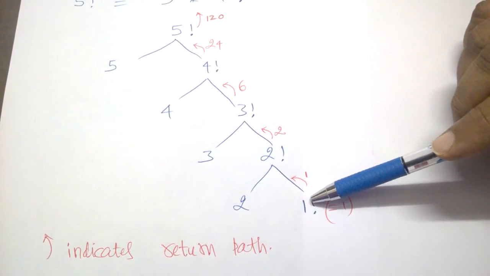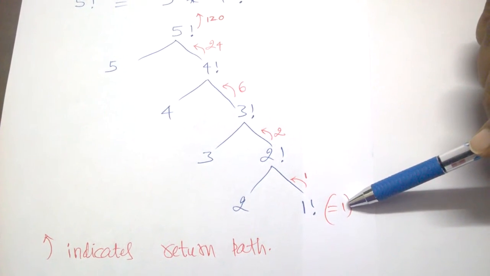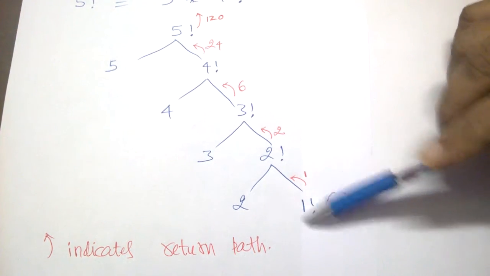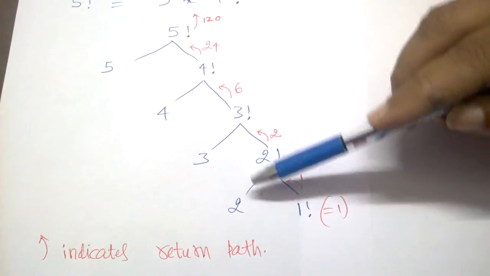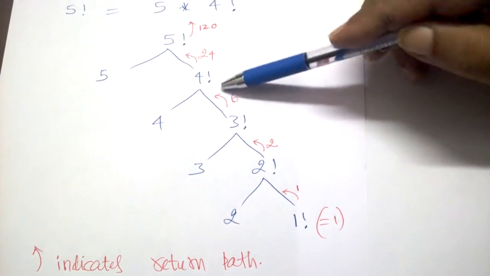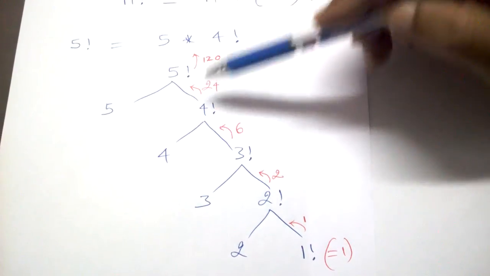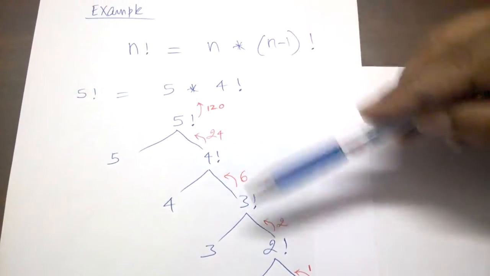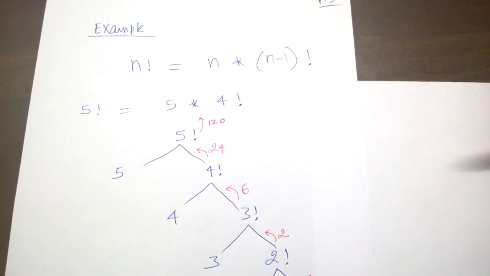So, factorial 1, we know, is trivial, it is 1. So 1 is returned here. 2 into 1, 2. 2 into 3, 6. 6 is written here. 6 into 4, 24. 24 into 5, 120. So red indicates the return path. This is how the entire tree is traced.